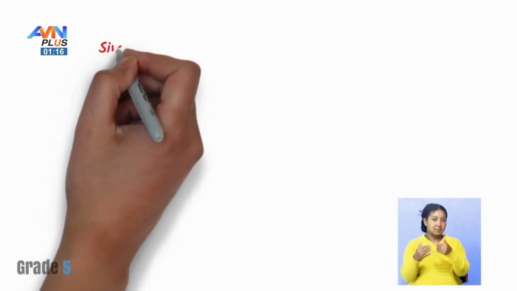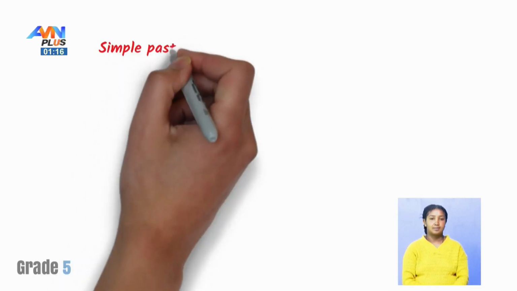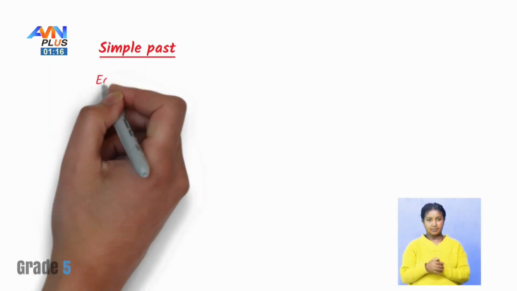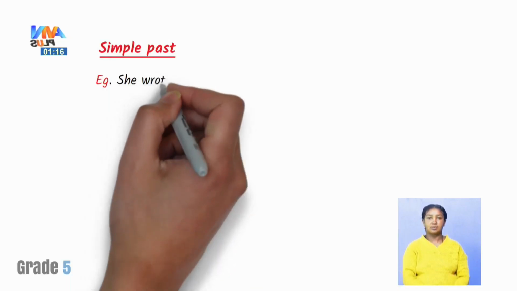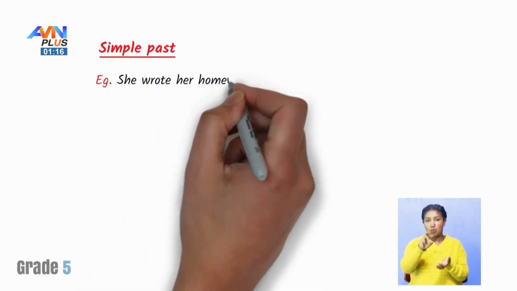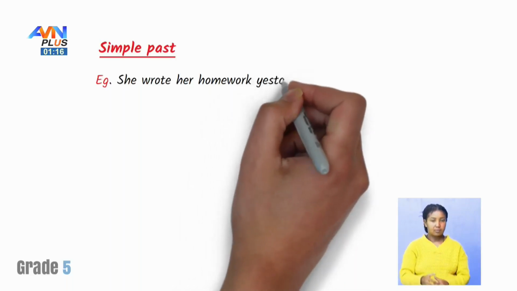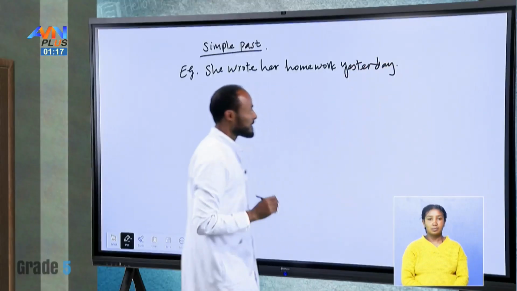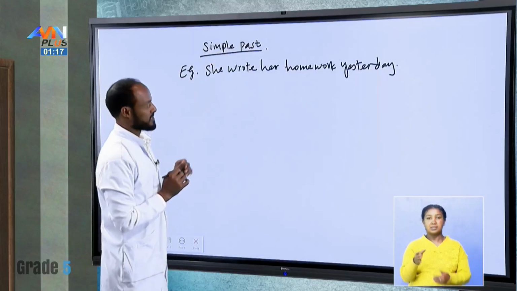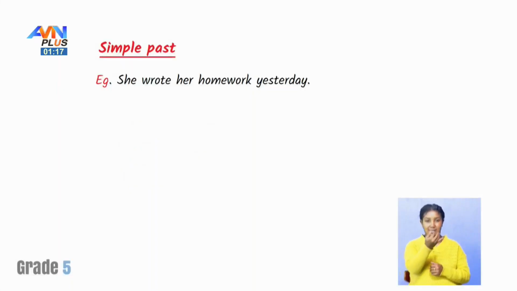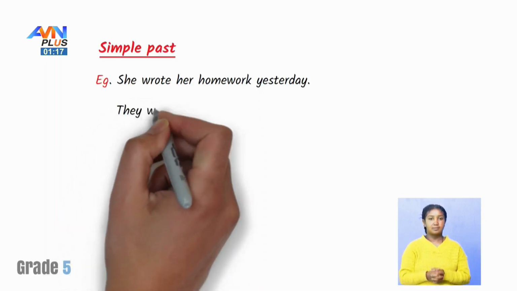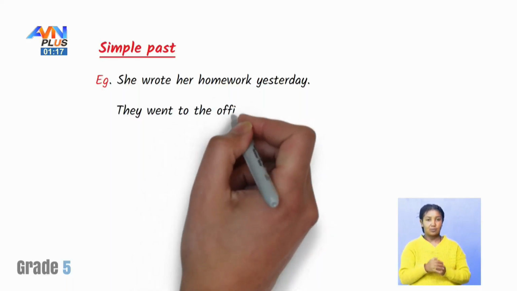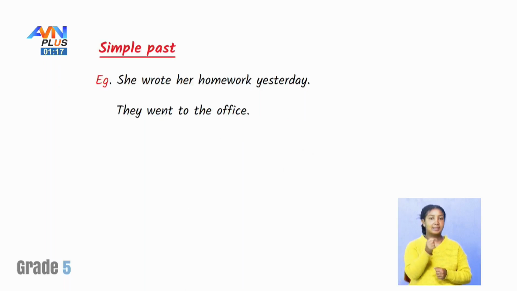Okay, simple past. Look. Example. She wrote her homework yesterday. Look, this one is simple past. And also we can say they went to the office.